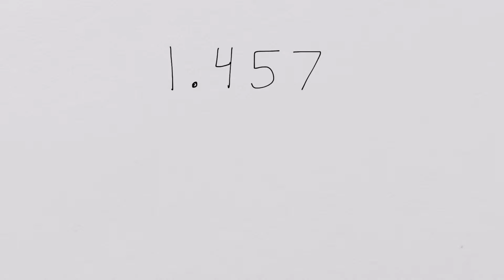Here, we have the decimal 1 and 457 thousandths. Each digit, the 1, the 4, the 5, and the 7, has its own place value and has a different value as a result. The 1 is in the ones place value, so I'm going to put an O above it to symbolize the ones. The 4 is in the tenths place value. I'm going to put a T above it, but I'm also going to draw a little arrow for tenths.